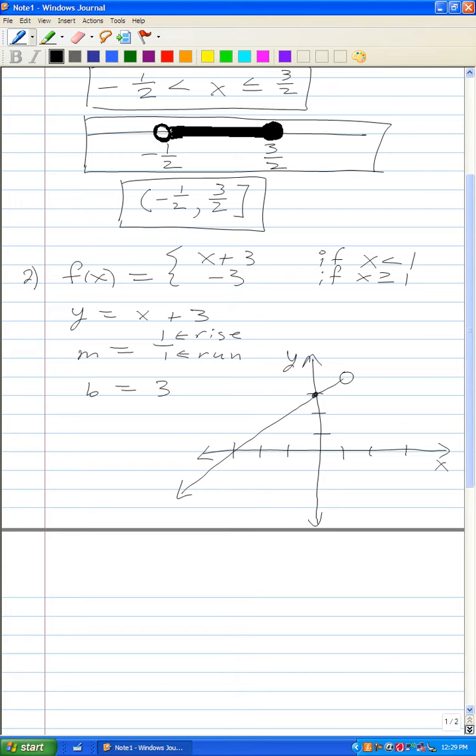If x is greater than or equal to 1, it's always equal to negative 3. And so when it's greater than or equal to, it's always equal to negative 3. And so this is what the graph of f of x. So this is the graph of y equal f of x. Let me do problem number 3.